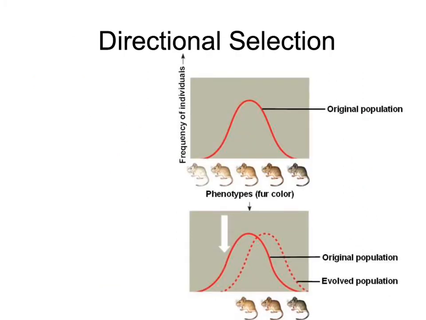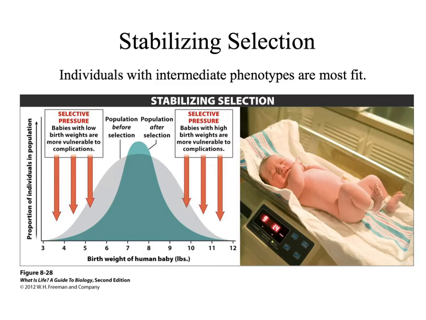Here's an example of directional selection. If we think about that desert we talked about before, and the sands change from a medium color to a darker color, the selective pressures will change as well. This means that there will be a directional shift or directional selection occurring on these mice. The evolved population will have more darker colored mice than lighter colored mice.